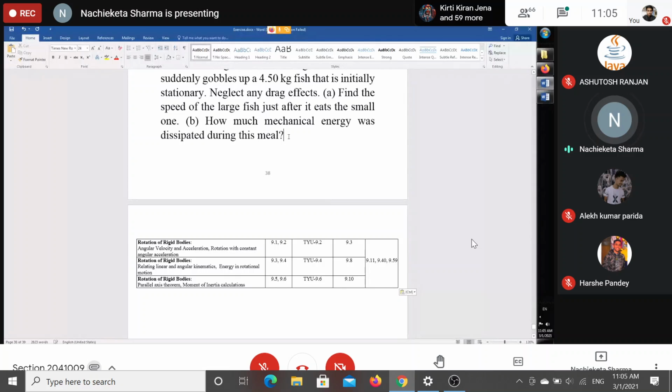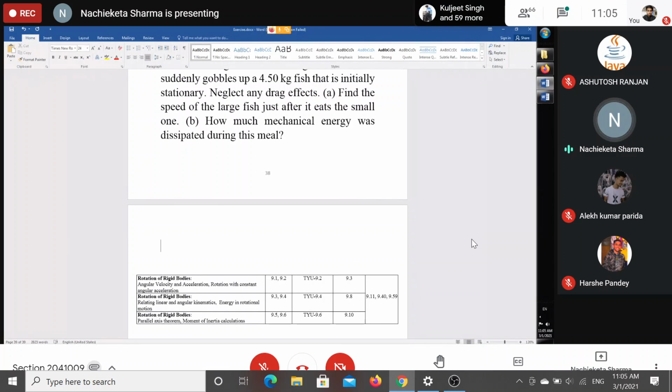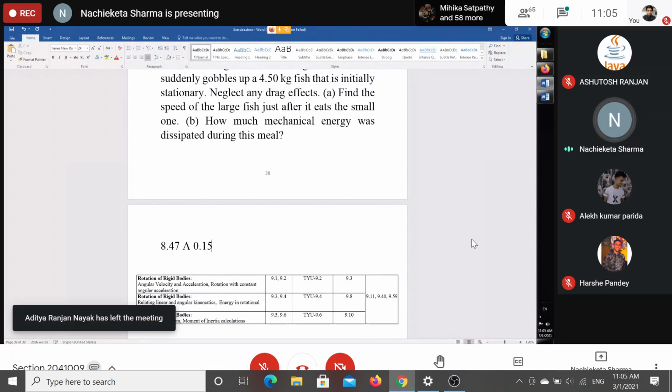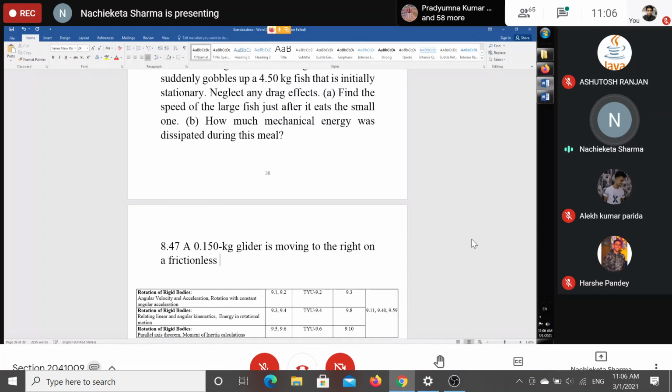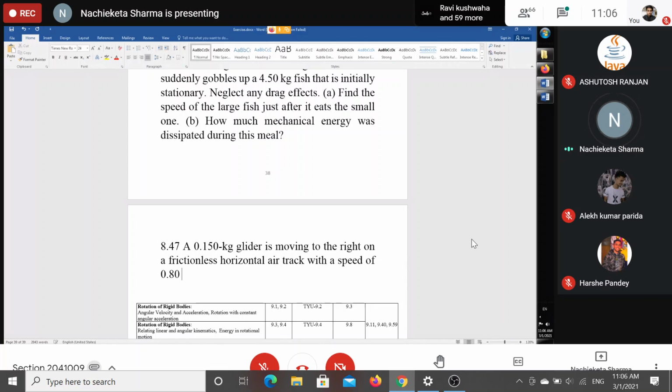So the last one will be 8.47. A 0.150 kg glider is moving to the right on a frictionless horizontal air track with a speed of 0.80 meter per second.